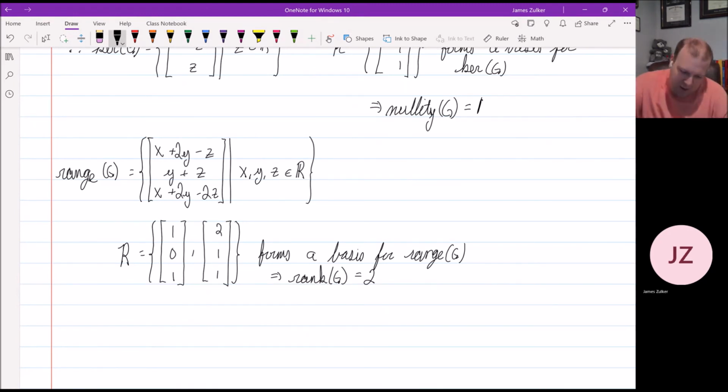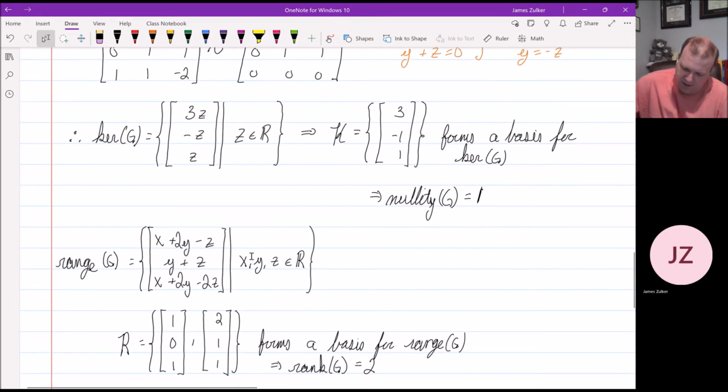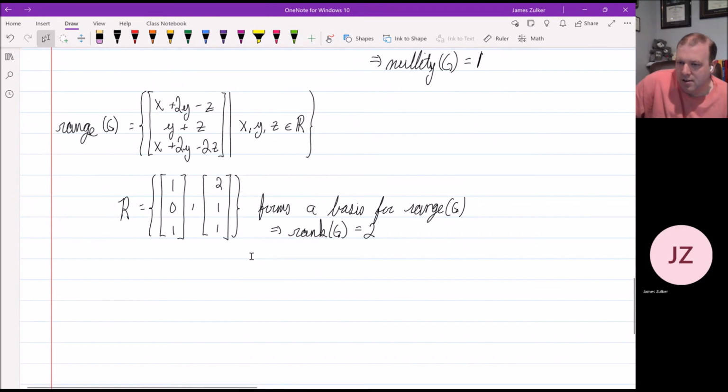And we got the basis, remember, from row reducing this matrix up here, right? And we see that it's the first two columns that are linearly independent. And we have one more.